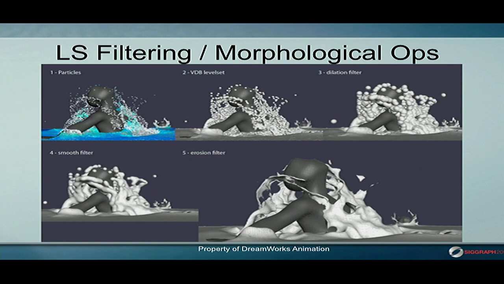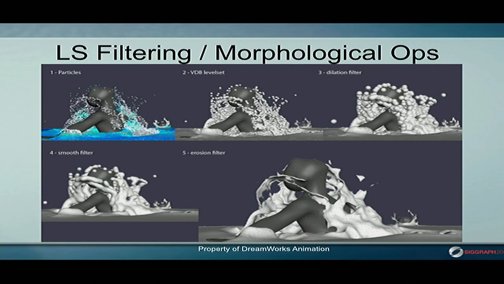So the idea is you're given particles, you take the particles and you turn them into a level set. That's very easy to do. You can just do spherical footprints. The problem, of course, is if you look at figure number 2, it doesn't look like water. It looks like cottage cheese.